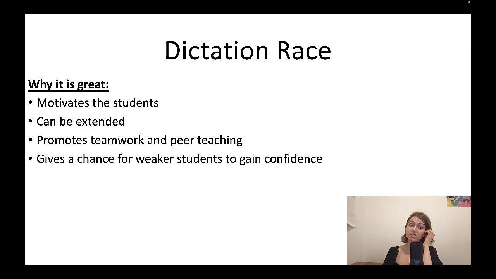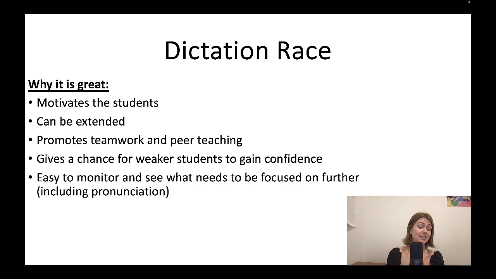Gives a chance for weaker students to gain confidence. So sometimes it's a good decision to make a weaker student or a quieter student a captain so that they get a chance to speak up and they get this chance to gain confidence, basically.